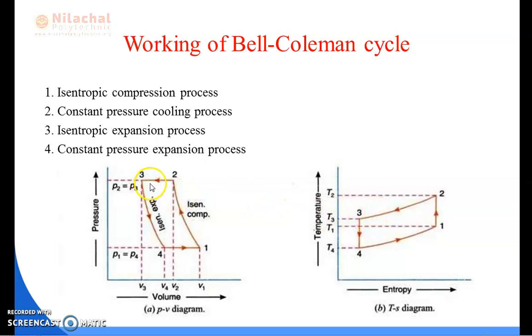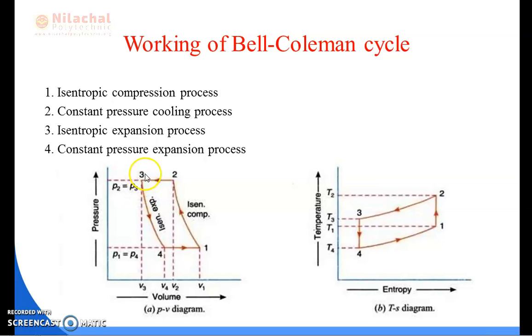Then you are going to the third device, that is, process 3 to 4. Which device are you using? You are using the expander. What is the process name? The process name is the isoentropic expansion process.